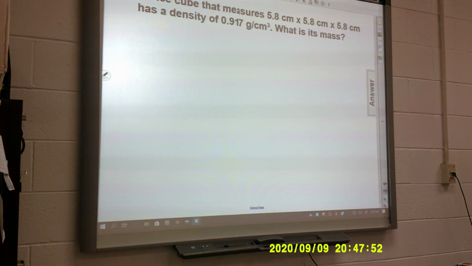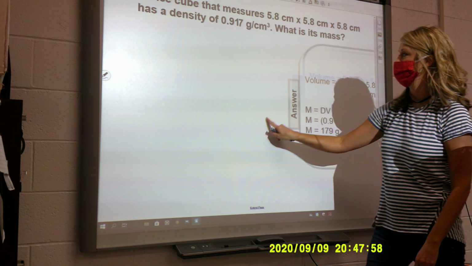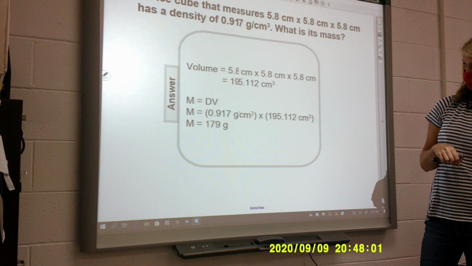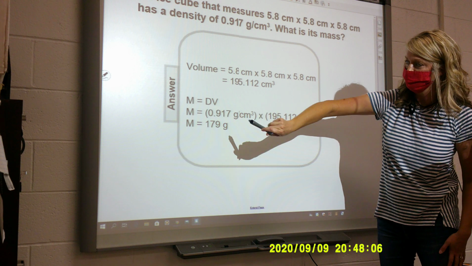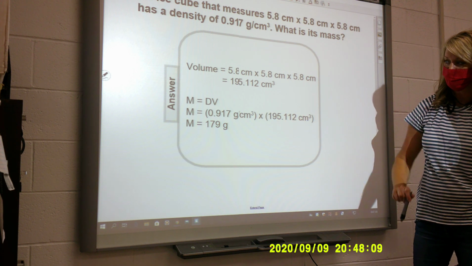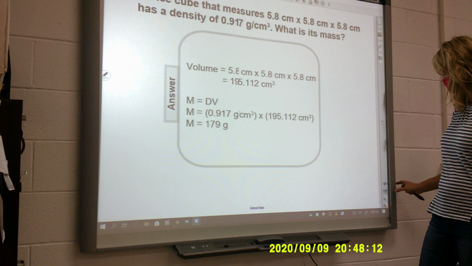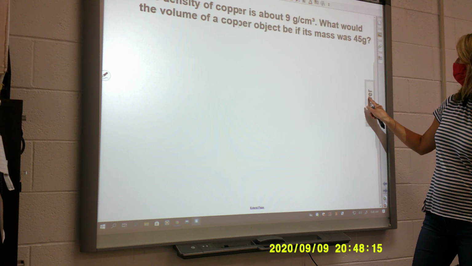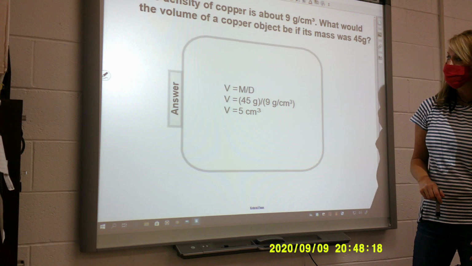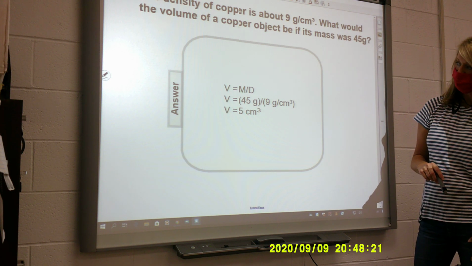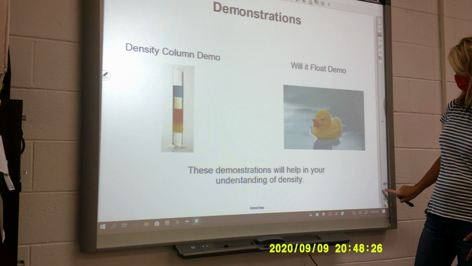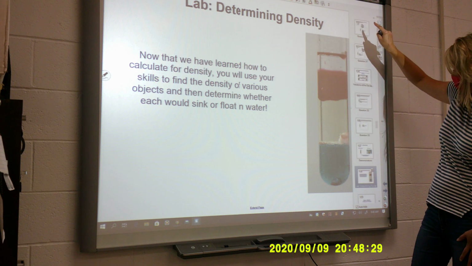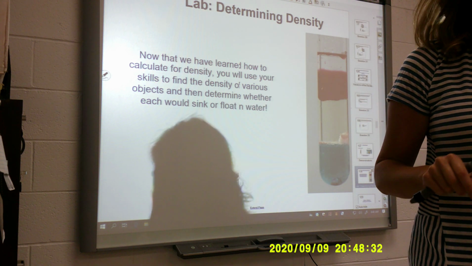I know the bell is about to ring, so I'm going to stop here. I'll put the answer up just so our viewers at home can see. You would solve for the volume, then you take your mass, which is your density times your volume, and that gives you the answer of 179 grams. I'm going to slide through these and put the answers up so everyone can see. Volume equals mass divided by density. That's how you would solve that one. So we weren't too far off for today.